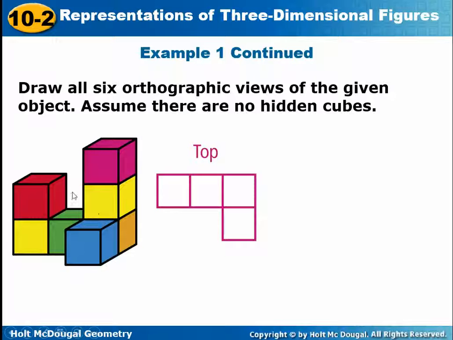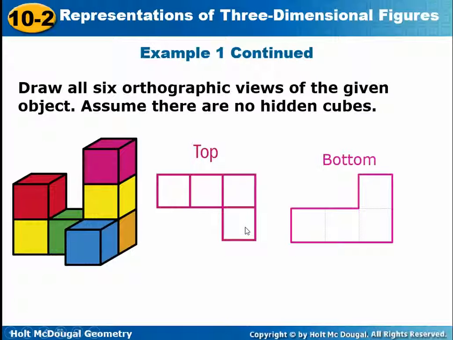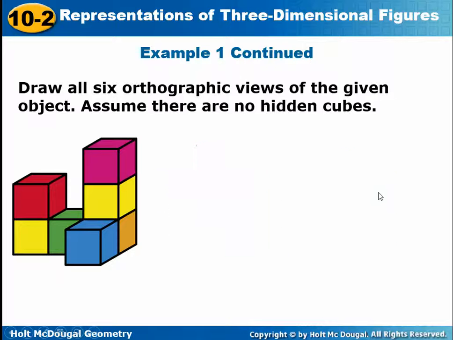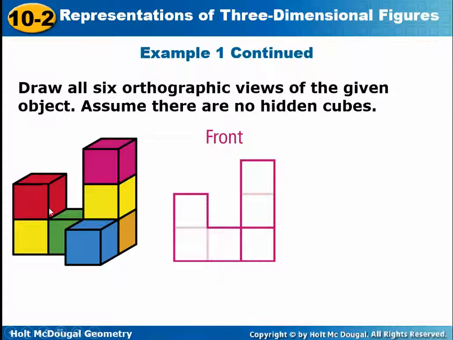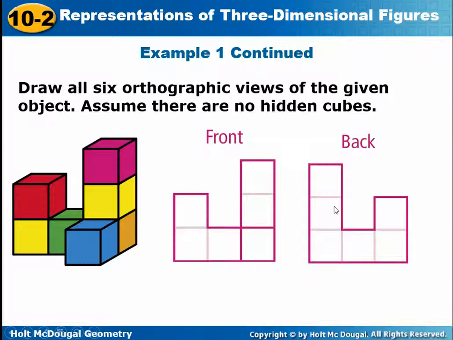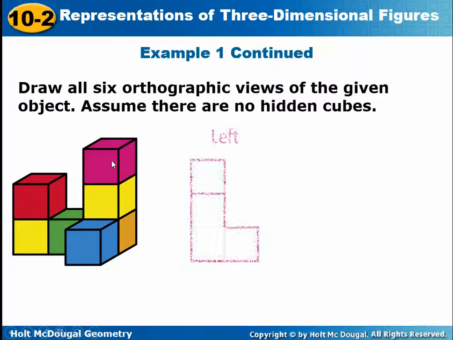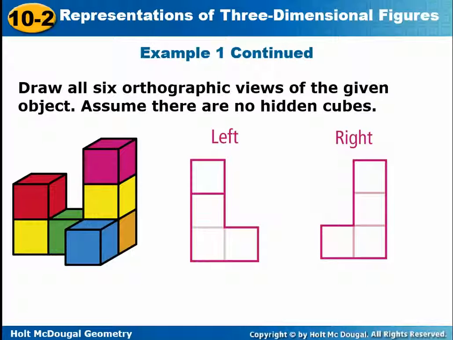So if you were to draw this from the top, with all these different height cubes, you wouldn't be able to tell that, and all you would see is that there's one, two, three across, and then one more sticking out from the bottom to make this L shape. If you were to draw it from the bottom, it would be similar, except that the L branch would be going on the other side. From the front, looking straight on, it would look like this. From the back, it would be very similar, except that the taller side would be on the other side. From the left, it would look like this. And from the right, it would look just flipped.